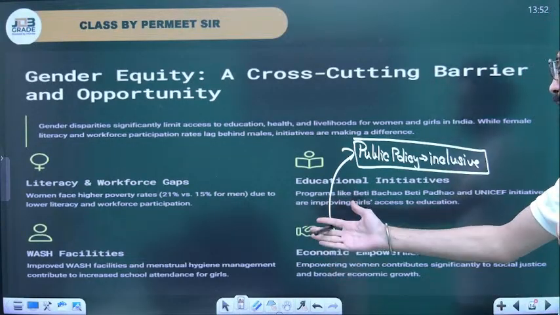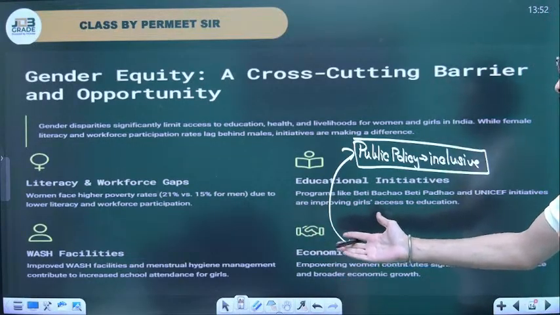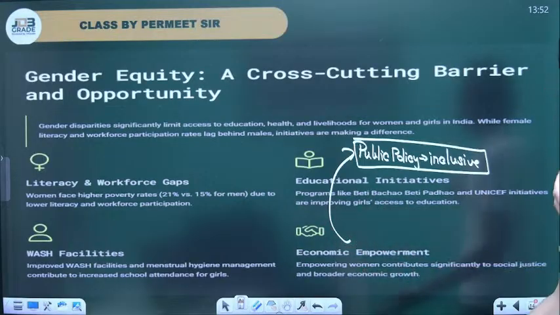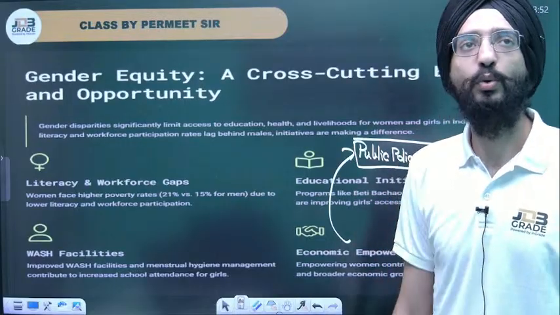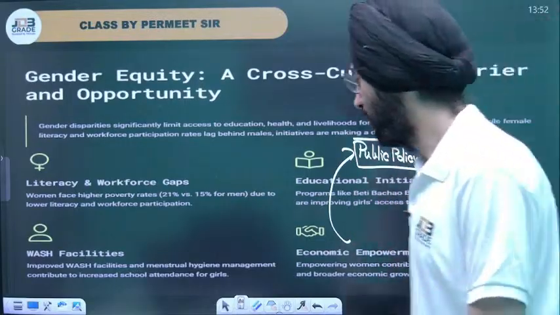Again, improved WASH facilities and menstrual hygiene contribute to increased school attendance for girls. There are no toilets or washrooms for them, and sanitary napkins are not available in schools. So again, we need to improve on that to improve the enrollment ratio of women.